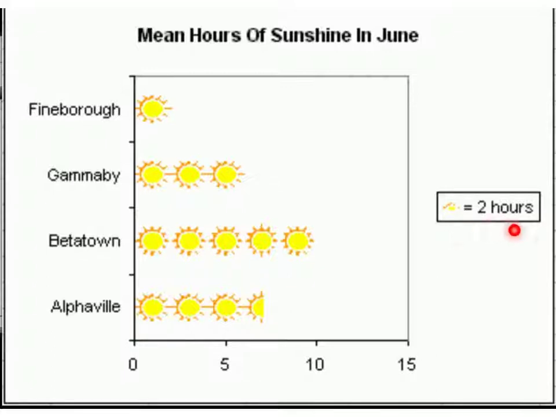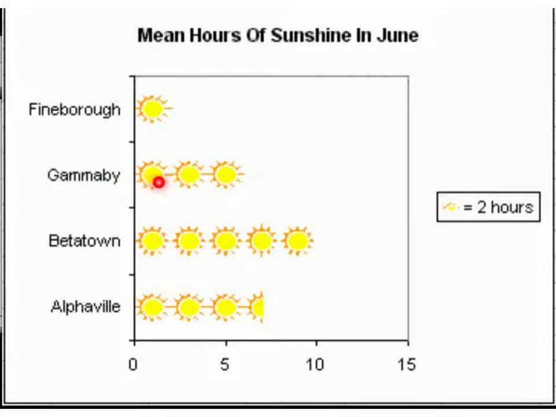Now we've got a key over here that's really important to understand. It tells me that one of the sunshines equals 2 hours. It's not well drawn there, but let's take it to be a complete sunshine. If one of them is worth 2 hours, then the average hours of sunshine in June at Finborough is simply 2 hours.